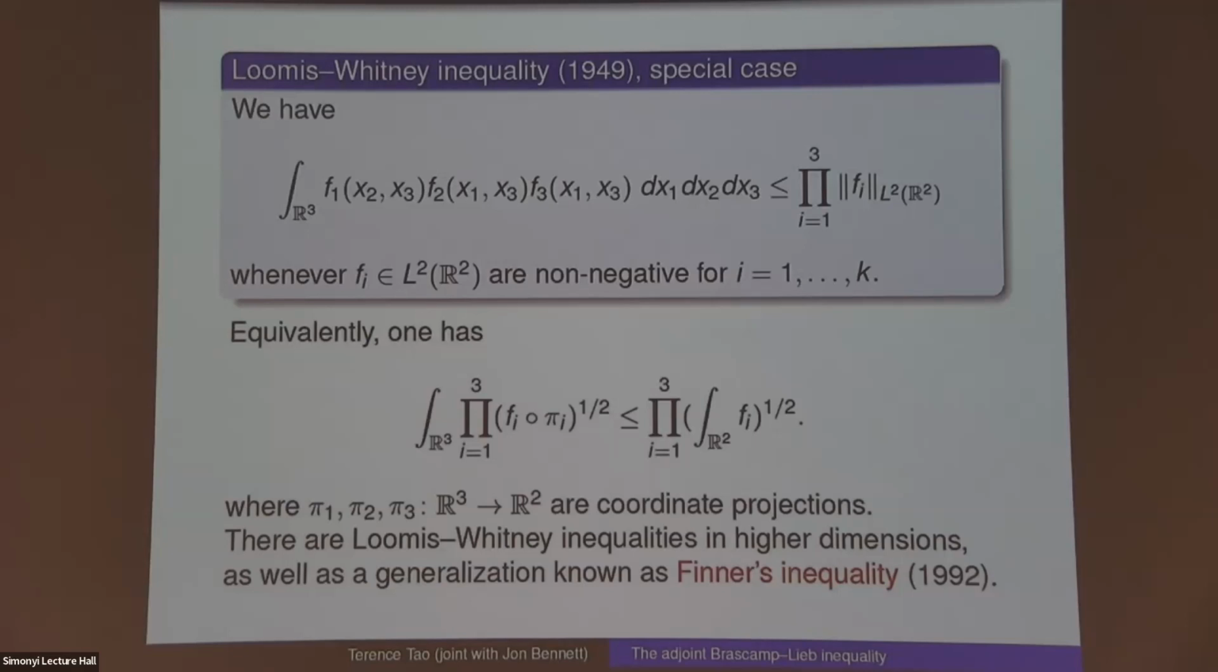It takes three more lines, but you apply this inequality where you take a body in R3, you take three different projections, you let the Fi be the indicator functions of these three projections, you plug this in, you do three lines of computation, and you will get the isoperimetric inequality up to a constant.